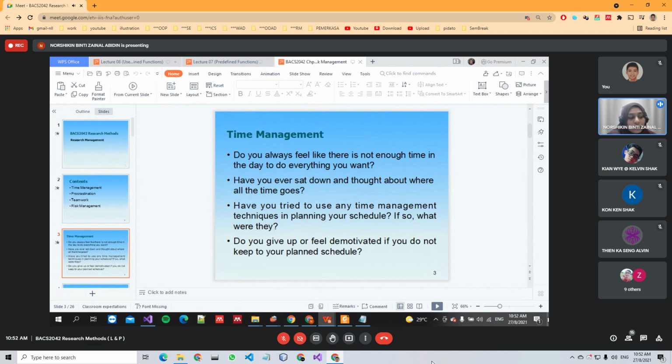By knowing this, for your project you can use modularization. That means you break your project into smaller parts. By having a time management technique, you can tackle each of your modules. Sorry, not module, sub-parts of your research, one at a time. That means you have something that you can achieve within a time that you already planned.